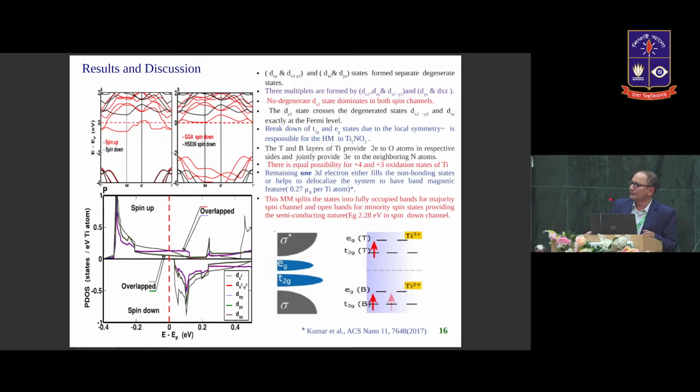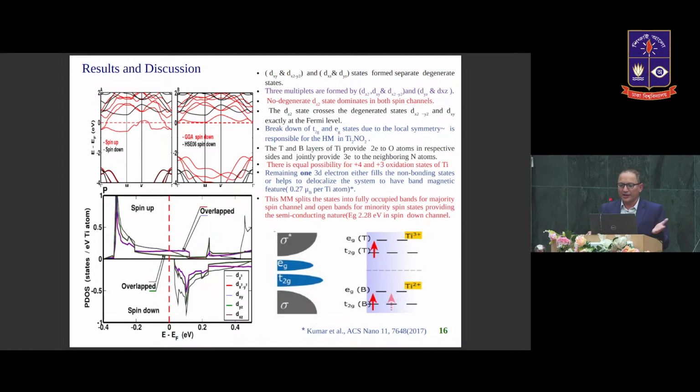There are non-degenerate dz2 states that dominate in both spin channels. So the breakdown of t2g and eg states due to the local symmetry is responsible for the half metallicity in Ti2NO2. The top and bottom layers of Ti provide 2 electrons to the O atoms, and there is the splitting of bands. The 2 electrons from the O atoms jointly combine with the 3 electrons from the neighboring N atoms. When combined with nitrogen, Ti is in the plus 3 oxidation state, and when combined with oxygen, it gives the plus 4 state.